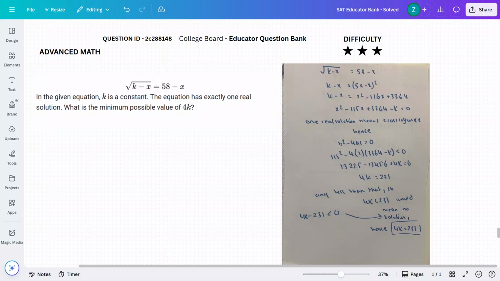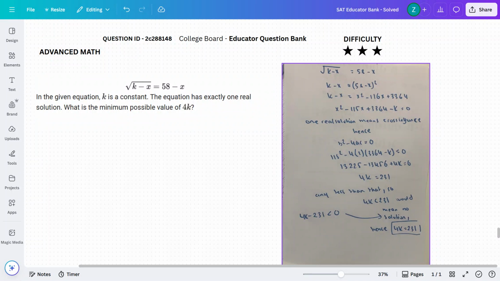Now, ideally, we want to find k or 4k as a whole. I'm assuming that in our solving of k, we're going to have 4k. So here, root of k minus x is equal to 58 minus x. Just recopy the formula. Now, let me go on the route of finding k. Squaring both sides, I get k minus x is equal to 58 minus x squared. And then k minus x is equal to the expansion of 58 minus x squared, which is x squared minus 116x plus 3,364. Now bringing everything to one side, I get x squared minus 115x plus 3,364 minus k.